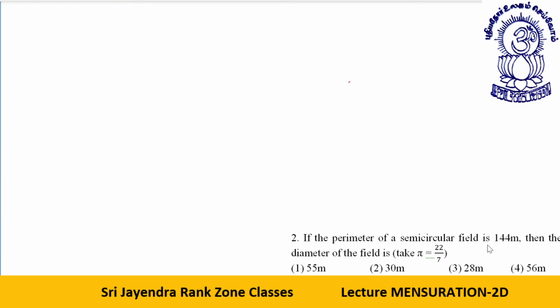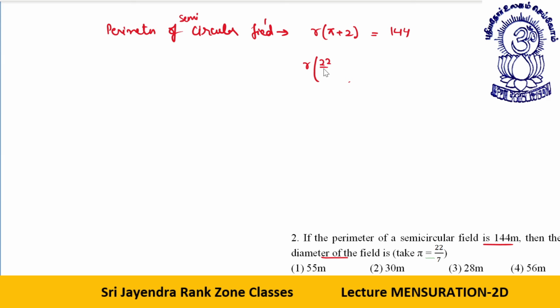If the perimeter of a semicircular field is 144 meter, then the diameter of the field is, see, what is the perimeter of a semicircular field? Okay, we already know that, r taken common, this is pi plus 2. This is given to you as 144. So that gives you r into 22 by 7 plus 2 is equal to 144, that is 22 plus 14 by 7 is equal to 144.